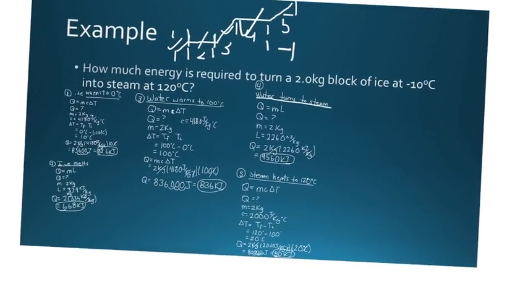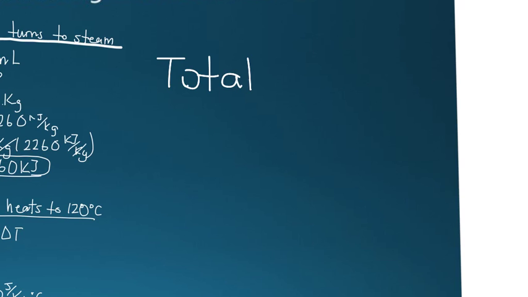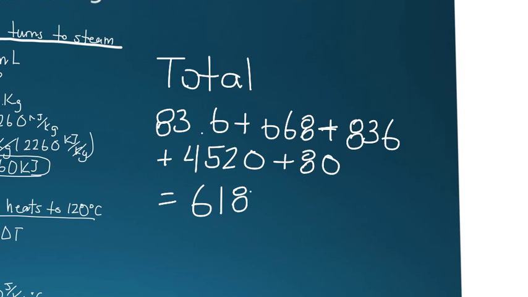The last thing we need to do is add all 5 of those numbers together so we know how much energy was needed. So our total, we had 83.6 plus 668 plus 836 plus 4,520 plus 80 altogether gives us a grand total of 6,187.6 kilojoules. And that makes sense.